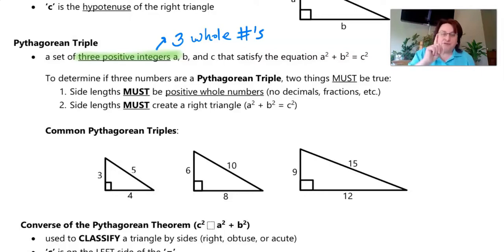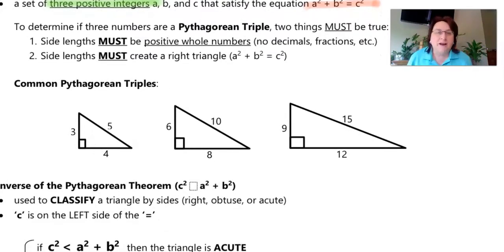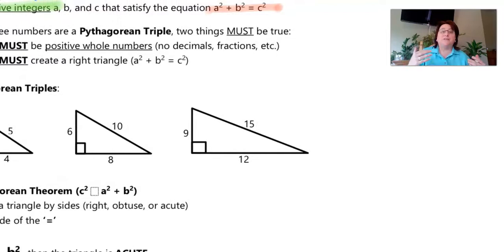Okay? Now, that's the first thing that must be true. They are three whole numbers, and a squared plus b squared has to equal c squared, okay? So those two things must be true in order for us to have a Pythagorean triple. Okay, so these are some common Pythagorean triples, you guys. 3, 4, 5 triangle, okay? So notice that they're all whole numbers, and if I were to take 3 squared plus 4 squared, it equals 5 squared.